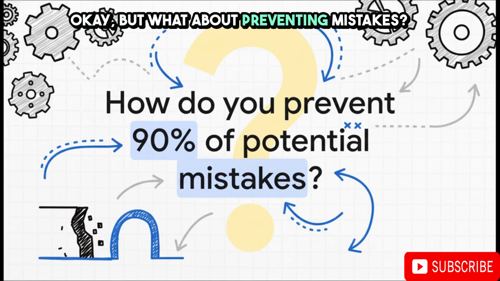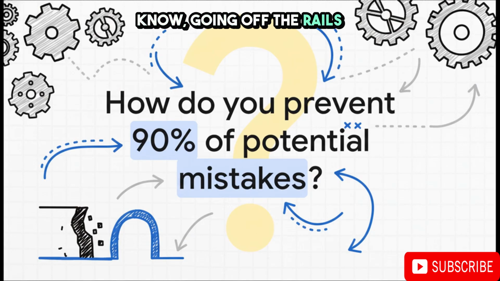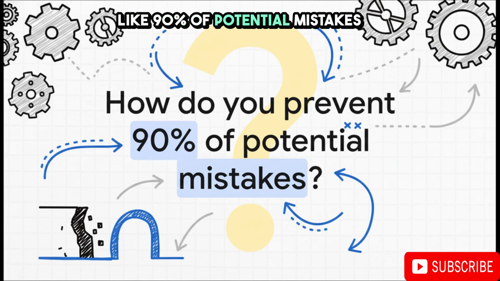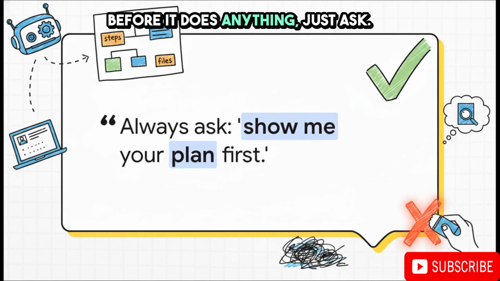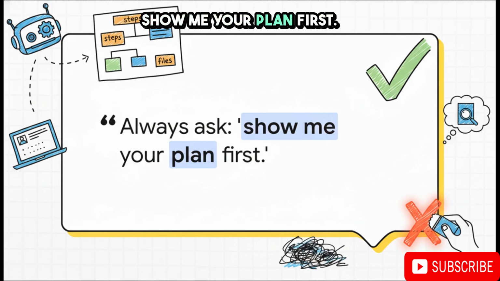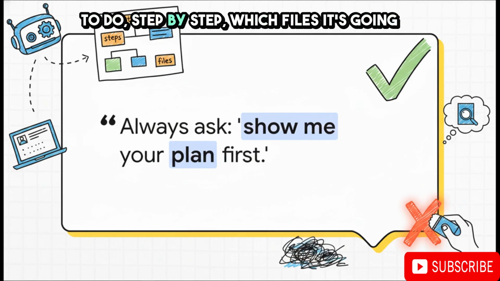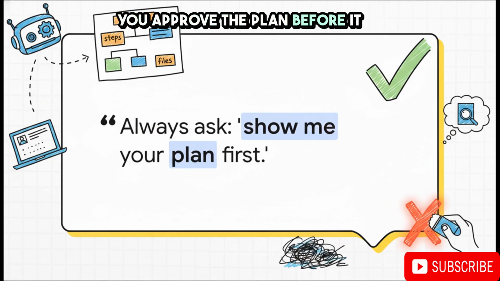Okay, but what about preventing mistakes? Even with small tasks, how do you stop the AI from going off the rails and deleting something important? Well, it turns out you can prevent like 90% of potential mistakes with just one simple question. And here it is. This is the golden rule. Before it does anything, just ask, "Show me your plan first." That's it. Claude will tell you exactly what it's about to do, step by step, which files it's going to touch, and you get the final say. You approve the plan before it writes a single line of code. This one little habit will save you from so many headaches.